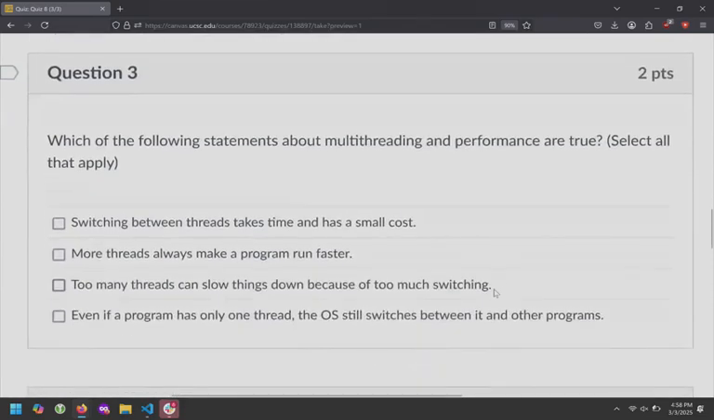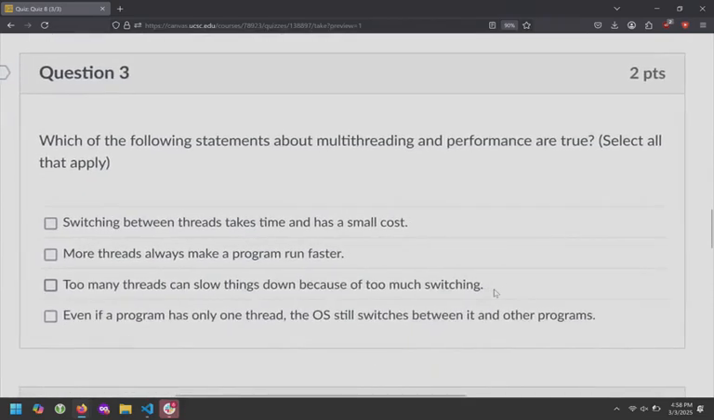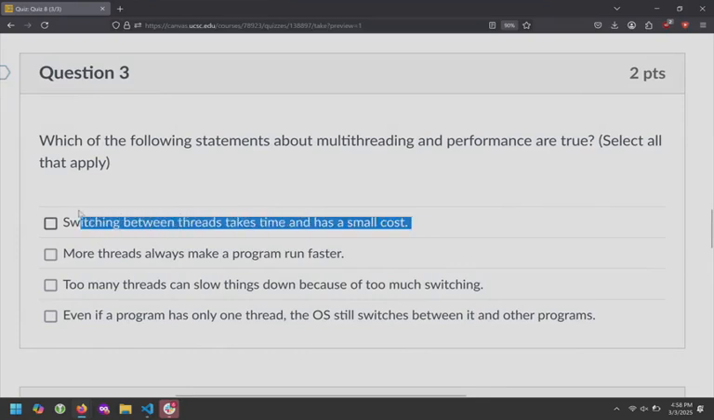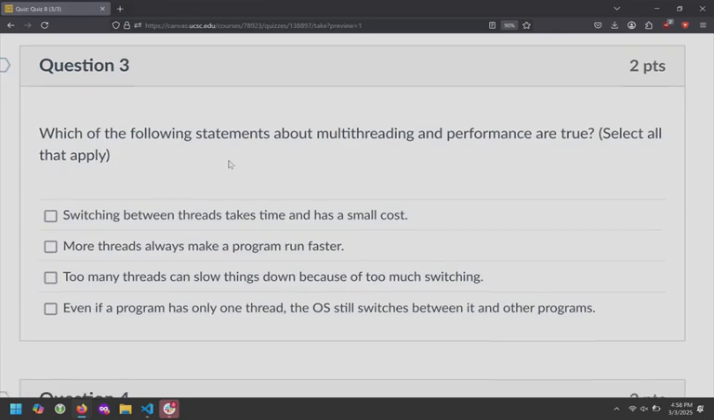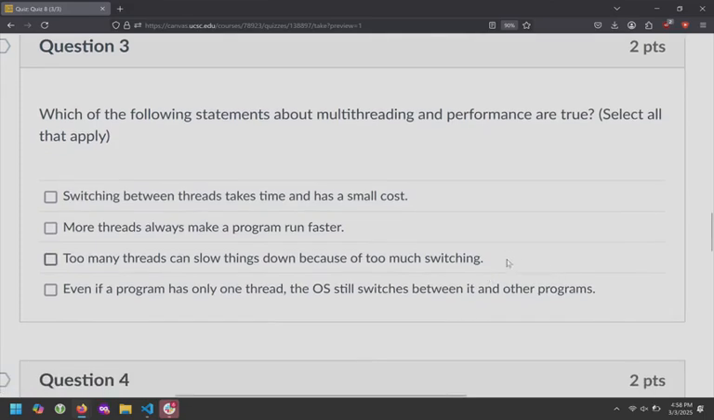Okay. Question 3, which of the following statements about multithreading and performance are true? So switching between threads takes time and has a small cost. Yeah, okay. What is the word that I kept describing, like what this is? This is context switching, okay? More threads always makes a program run faster. Yeah, and not really, okay. Sure. Too many threads can slow things down because of too much switching.